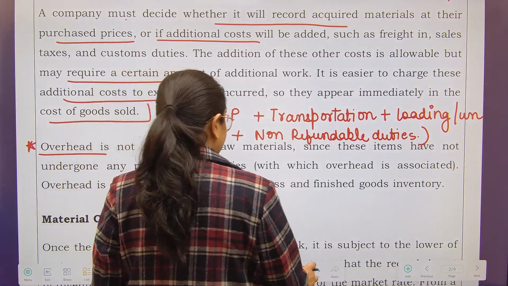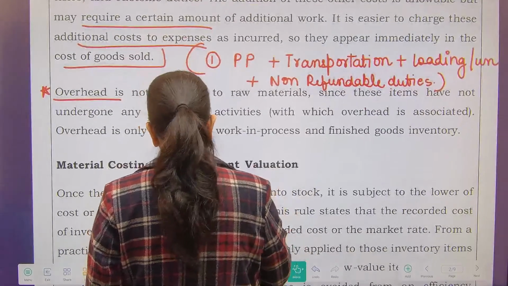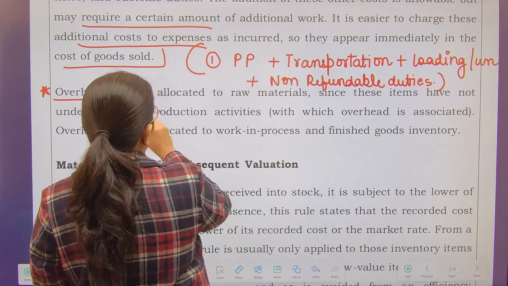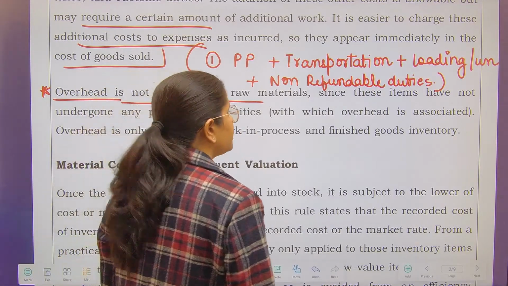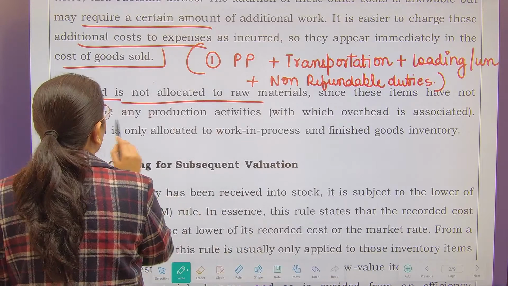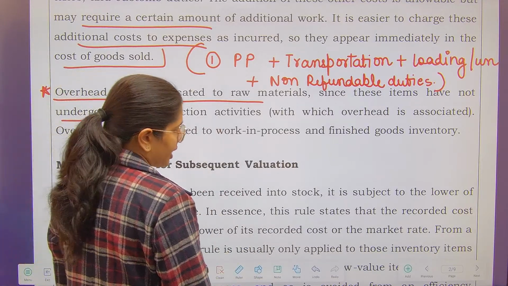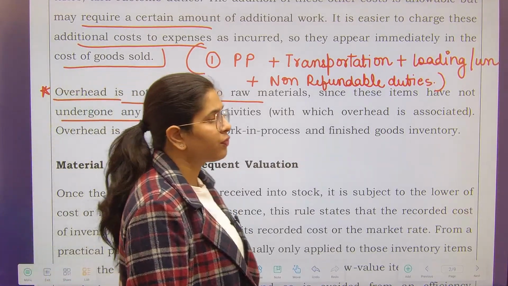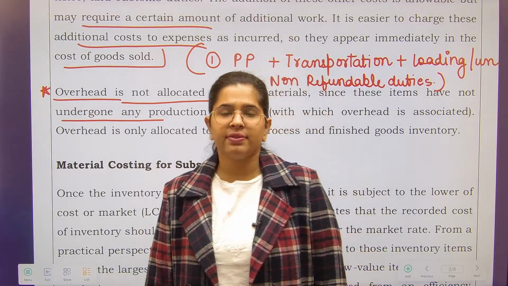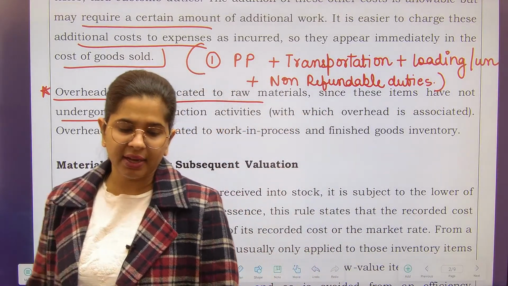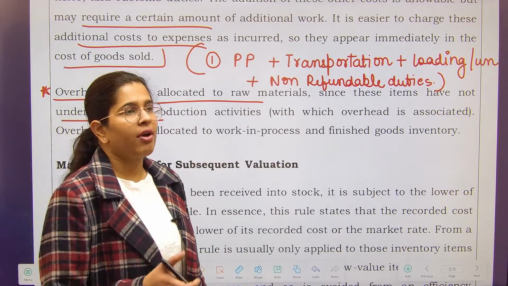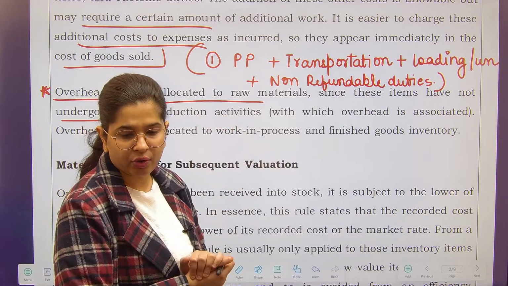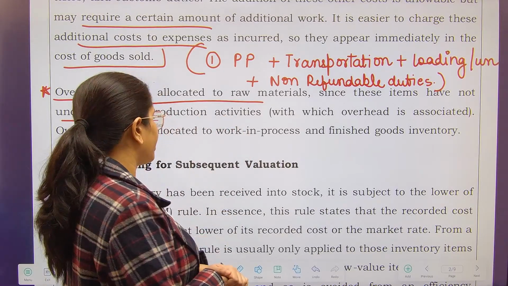Now next, see what they are saying. So overhead is not allocated to raw materials. Why? Because these items have not undergone any production activity with which overhead is associated. I have told you three types of overheads: factory, administrative, selling and distribution. These will be incurred when the production will happen, and if you have not performed any production related activity on raw material, then you will not add production cost.